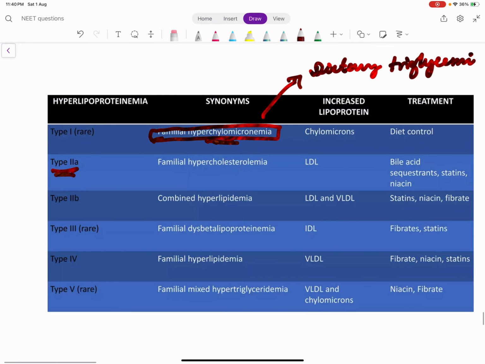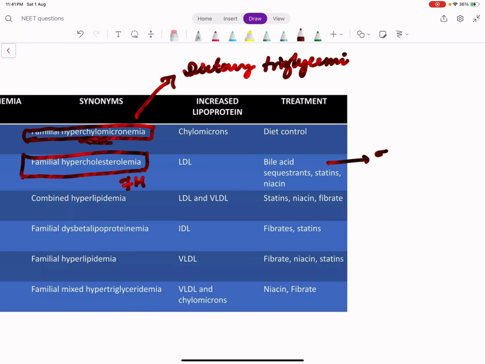Type 2 is familial hypercholesterolemia, shortly called FH. It is a problem with the LDL receptor. Usually the LDL receptor is present in the liver. The function of the LDL receptor is to catch LDL from the blood and bring it to store it in the liver, so the blood will have less LDL. When LDL receptors are problematic, the liver cannot internalize LDL, so patients will have a high level of LDL. The clinical syndrome here is tendon xanthomas.